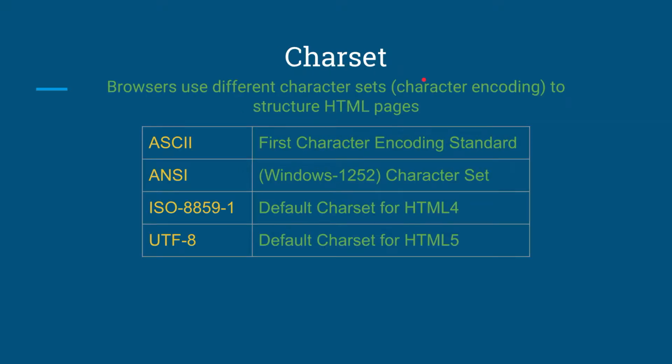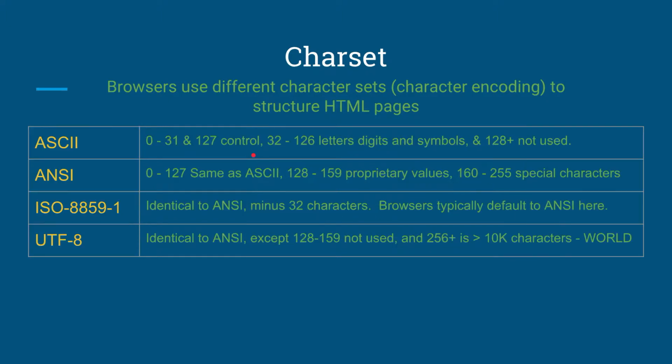Browsers obviously use these to structure HTML pages, and the very first one was ASCII, A-S-C-I-I. The very first one for Windows 1252 was ANSI. Then the default for HTML4 is ISO 8859-1, and the default for HTML5 is UTF-8. So what does all this really mean? What does this have to do with anything? Well, the short answer is that we have different bytes being used for different reasons.